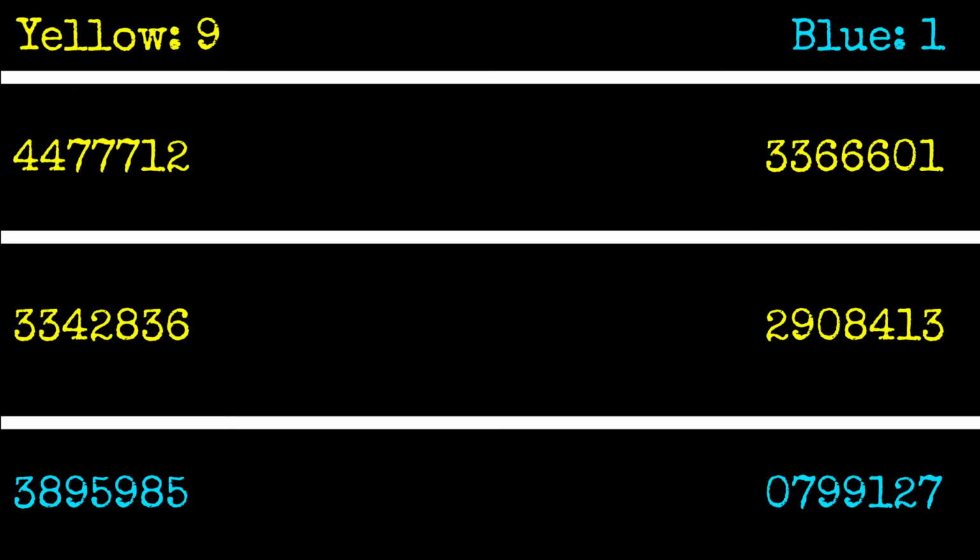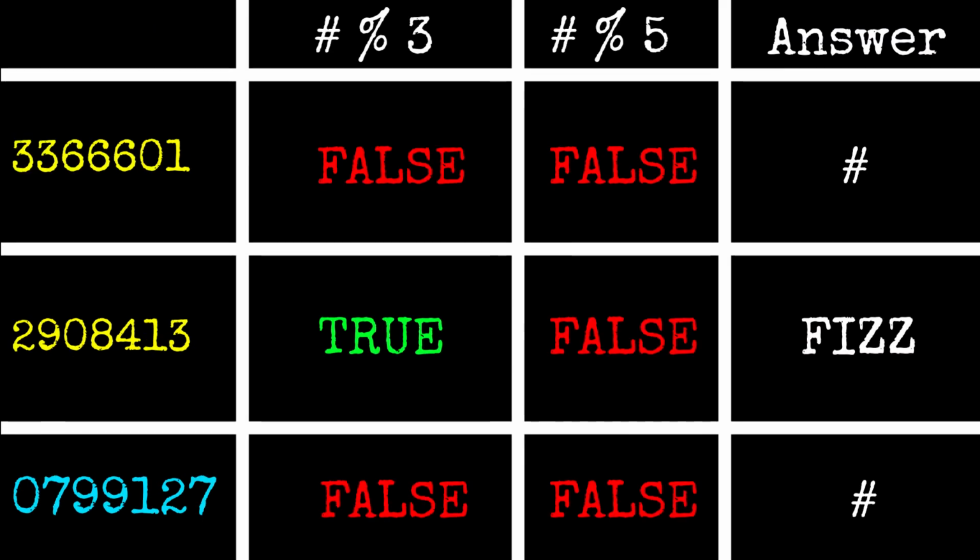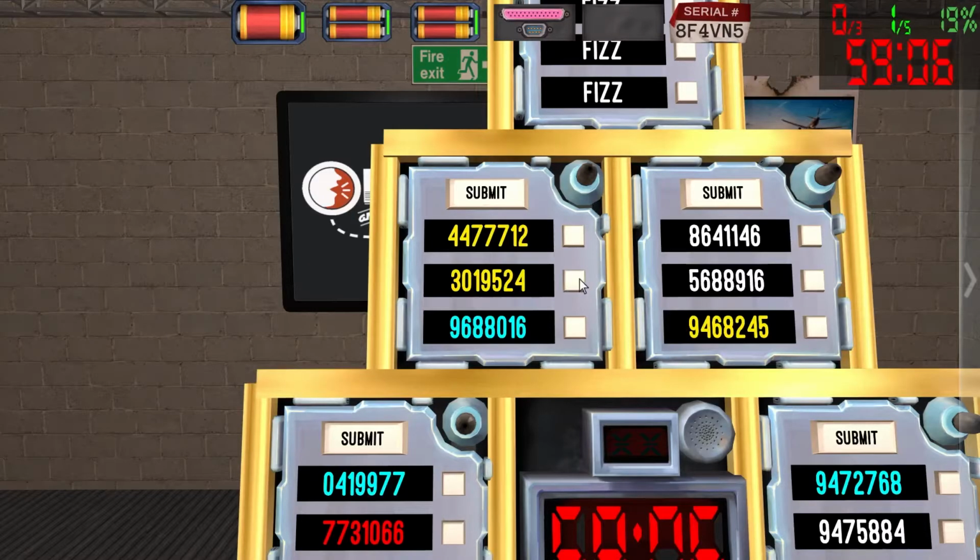The first number is now 3366601, second is 2908413, and third is 0799127. The first answer is number, second is fizz, and third is number.